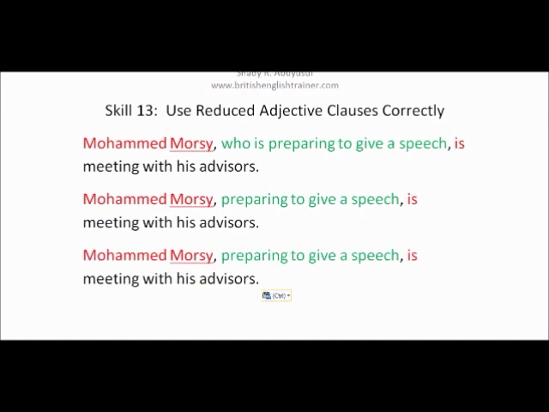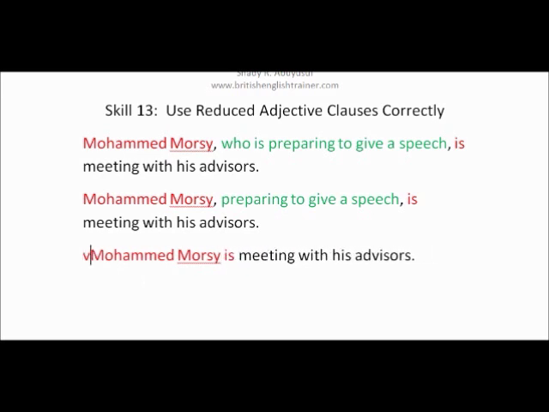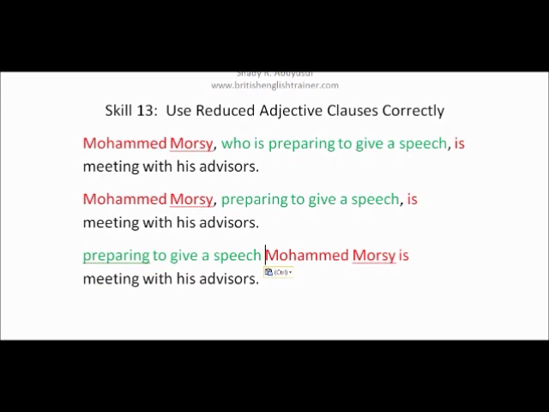We can take this away from here. Okay, fantastic. And we can put it in the beginning like that. Okay, and we put the beautiful comma. So it becomes, preparing to give a speech, Muhammad Morsi is meeting with his advisors. Well, that's fantastic.